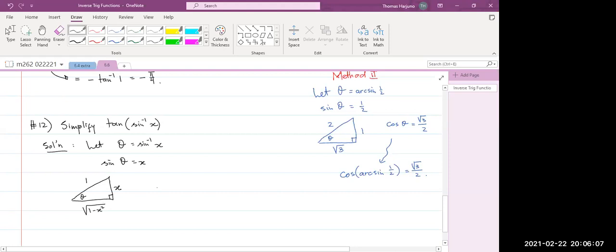Now, the tangent of this theta is x over square root of 1 minus x squared. Therefore, we finish answering that main question. Tangent of sine inverse of x is x over square root of 1 minus x squared.